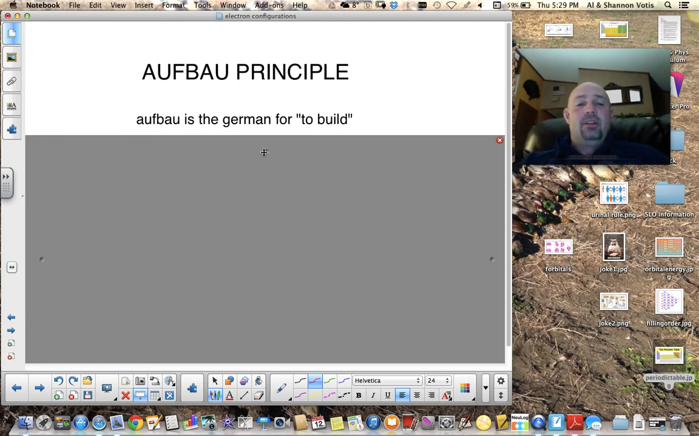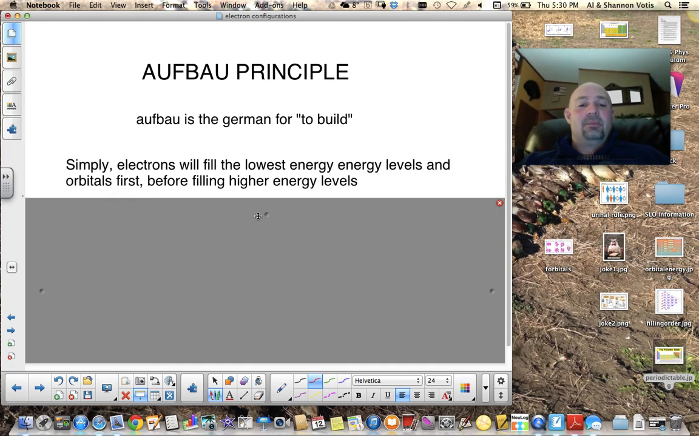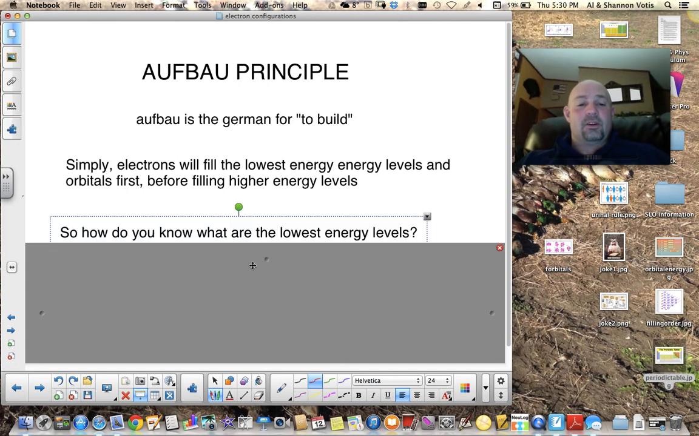And when we build things, whether you build a house or you're putting electrons into an atom, you always start with the lowest energy and work your way up. We don't build the roof first, we build the basement. Same with the electrons. We put them into the lowest energy positions first and then work our way up. So simply, we fill electrons into the lowest energy levels, and the lowest energy orbitals in those energy levels, and then move our way upwards.